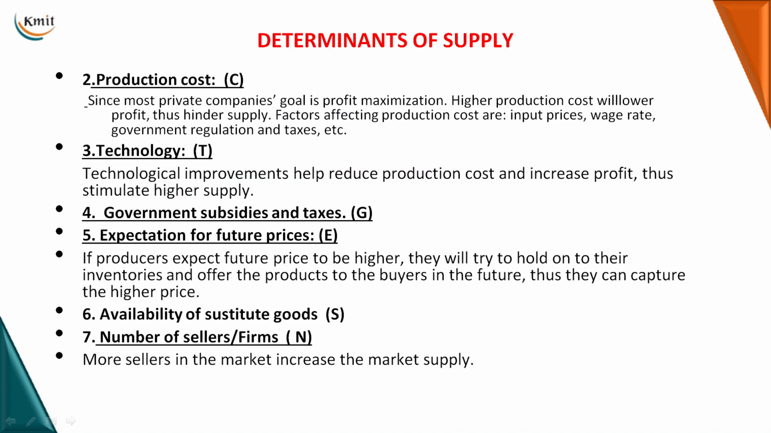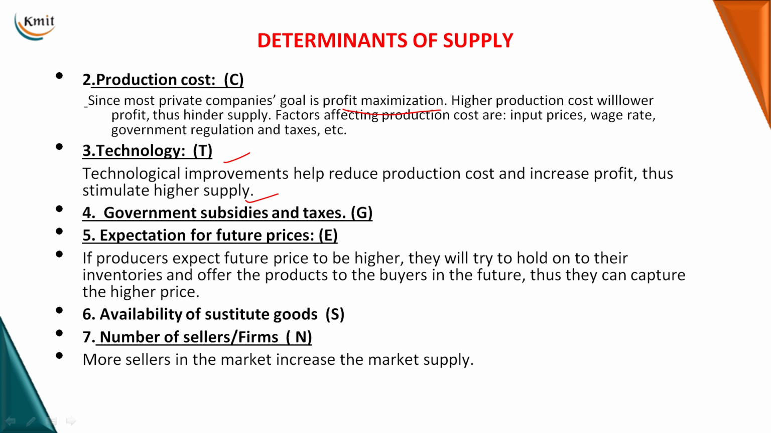The cost of production, or production cost. Since most private companies' goal is profit maximization, higher production cost will lower profits, thus hindering supply. Factors affecting production cost are input prices, wage rates, government regulations and taxes. Technological aspect. Technological improvements help reduce cost of production and increase profits, thus stimulating high supply of goods and services.